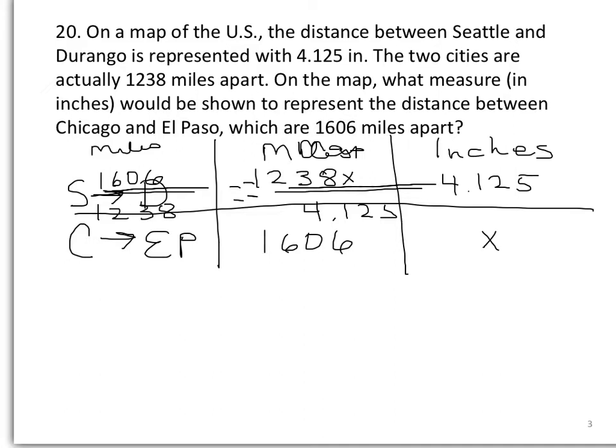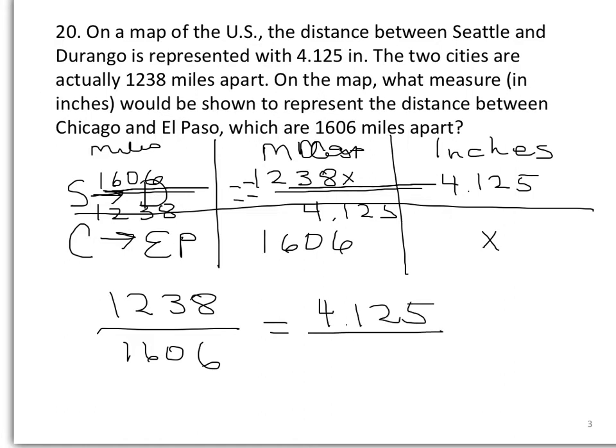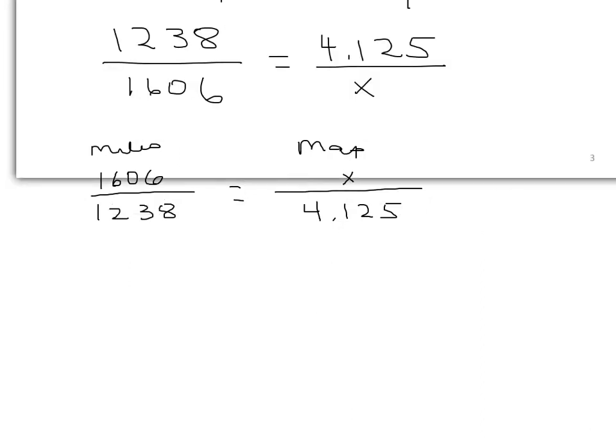Let's do it the way it looks. It looks like this. And like I said earlier, whenever we see this, we want to cross multiply. Well, in this case, that's what you do. We're going to cross multiply 1238x equal to 1606 times 4.125.